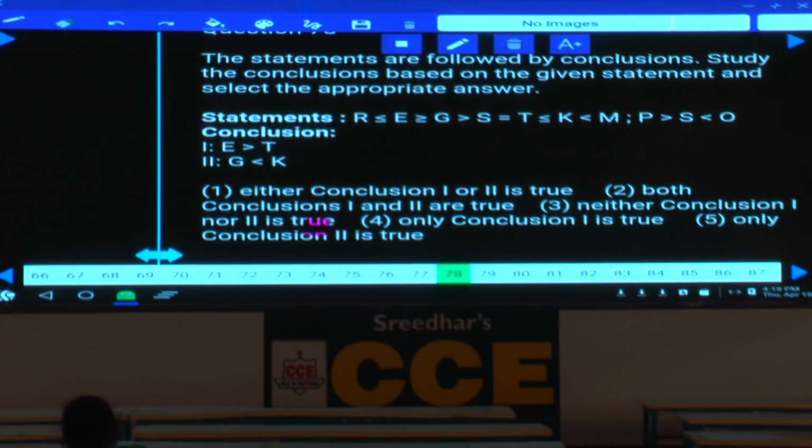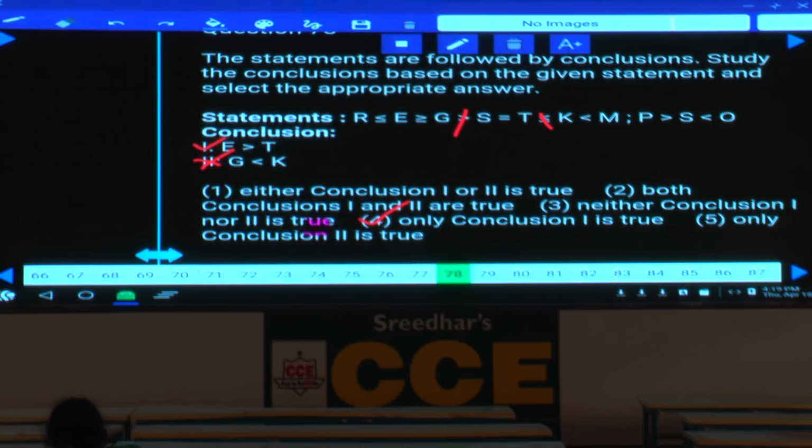Then 78. Now in this 78, the relation between E and T. Now between E and T, tell me what is the symbol which is common? Greater is common. E greater than T is definitely true. And in the next one, the relation between G and K. Now between G and K, there is one greater than, one lesser than, this is false. Hence, what is your answer? Only conclusion 1 is true, that is choice 4.